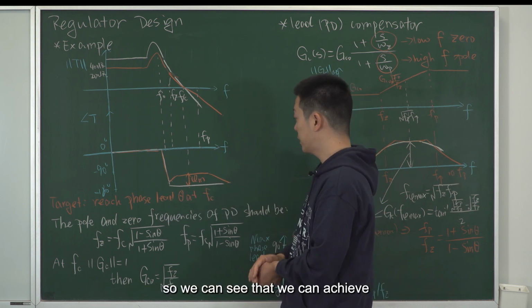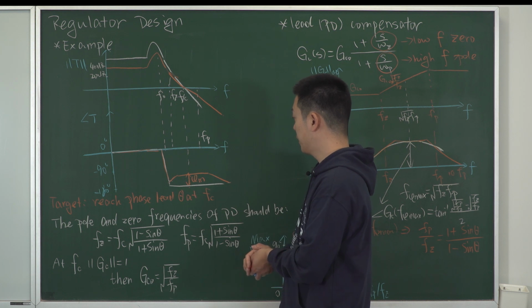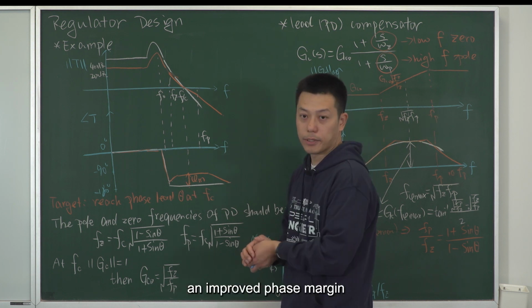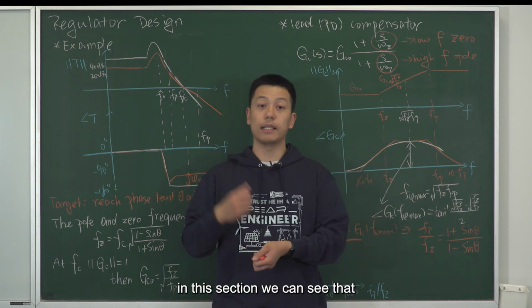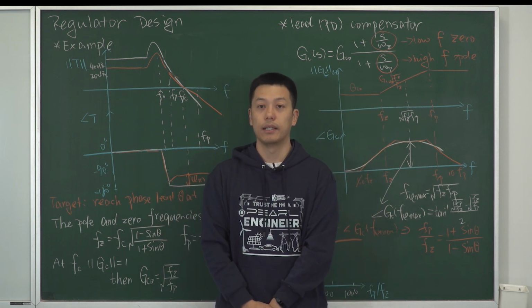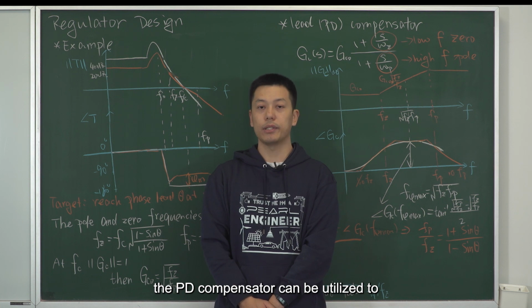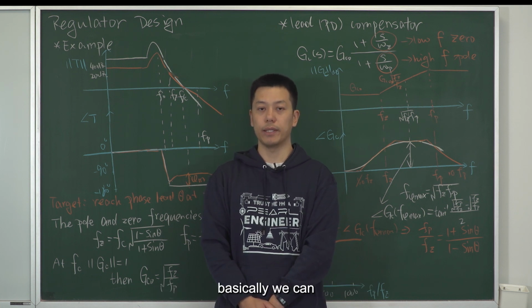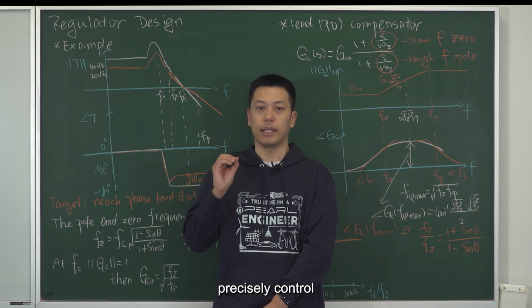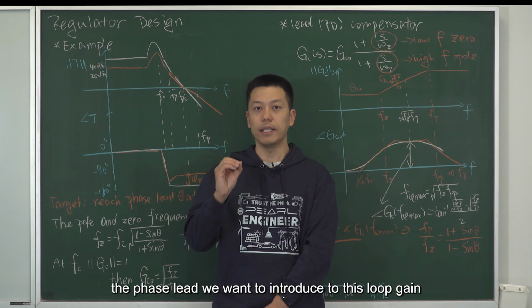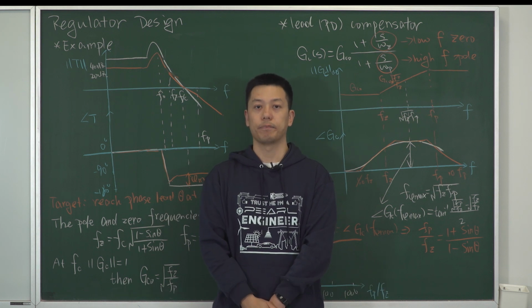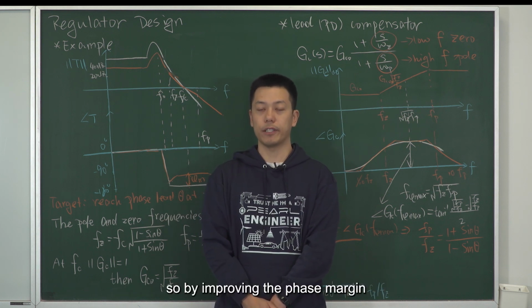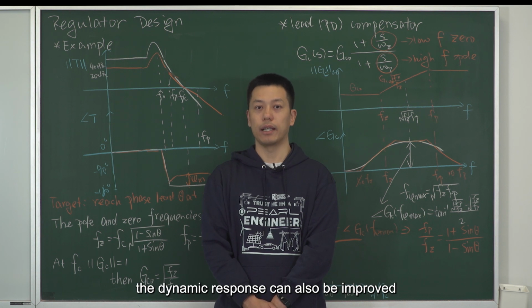So we can see that we can achieve an improved phase margin, all right? So in this section, we can see that the PD compensator can be utilized to improve the phase margin performance. Basically, we can precisely control the phase lead we want to introduce to this loop gain. So by improving the phase margin, the dynamic response can also be improved.